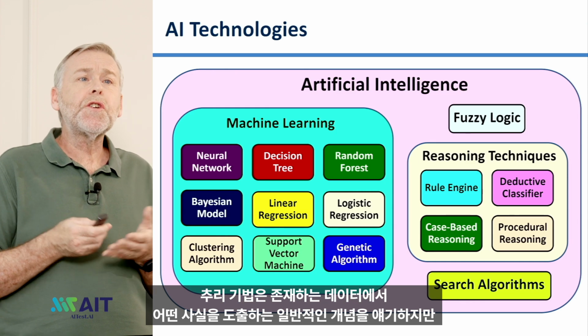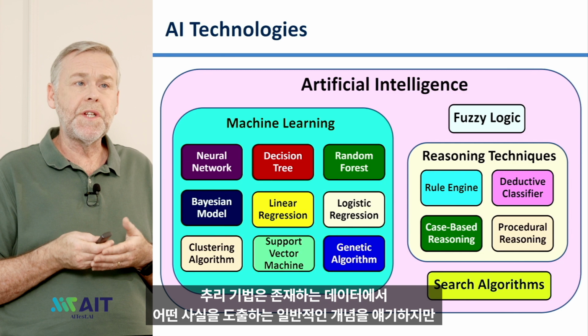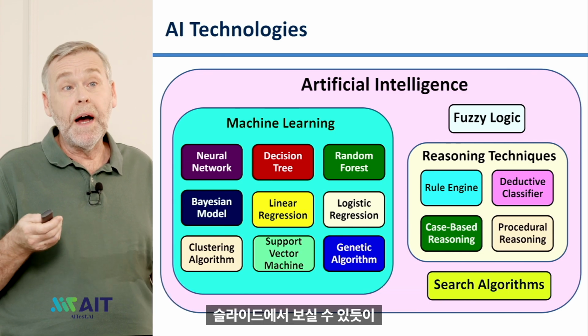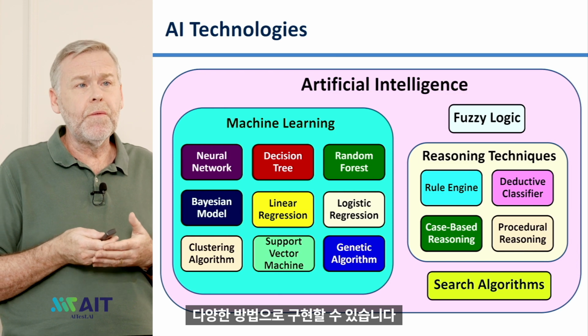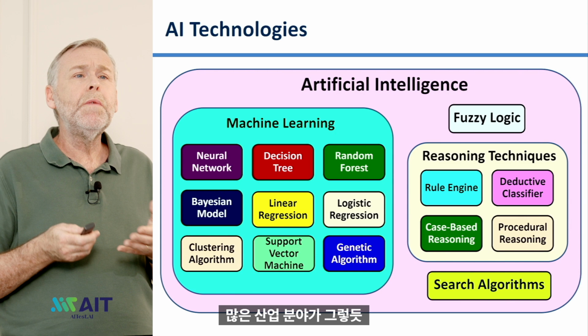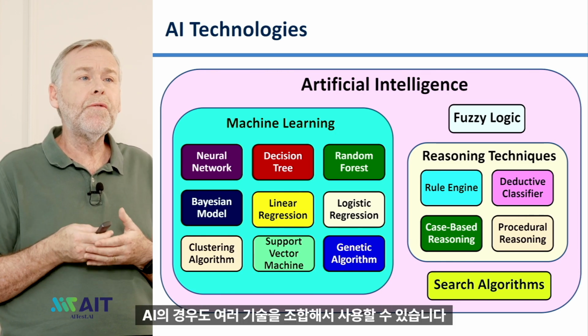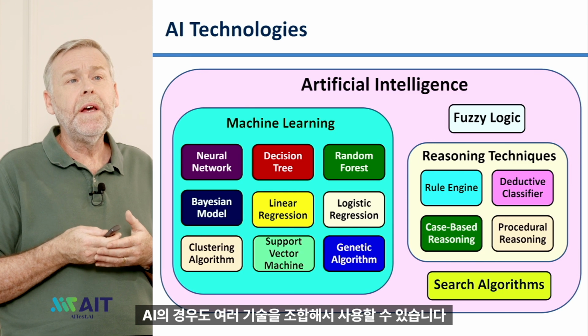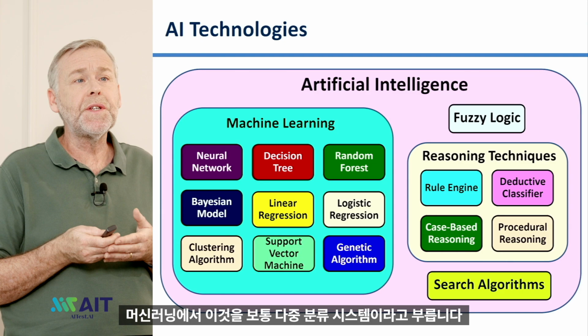Reasoning techniques describe a very general concept of rationally inferring facts from existing data, but, as you can see from the slide, can be implemented in various different ways. As with many fields, there is normally an option of combining technologies, and AI is no different in this respect. In machine learning, this is normally known as a multiple classifier system.